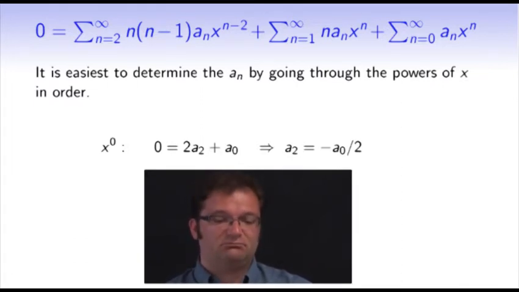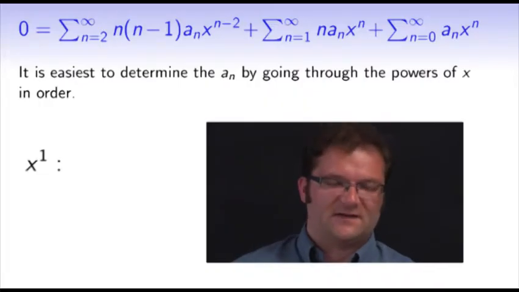The sum in the middle, well, here we start with n equal to 1. So we actually start with x to the 1. This sum doesn't contain any x to the naught term, so we don't get any contribution there. But the sum on the right starts with n equal to 0 and has an x to the n. So we get a naught times x to the naught from this sum. So in terms of the constant terms, the 0th power of x, the equation we have to solve is 0 is equal to 2 times a2 plus a naught. Or we can rewrite this as a2 is minus a naught over 2.